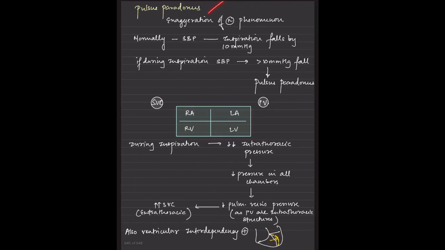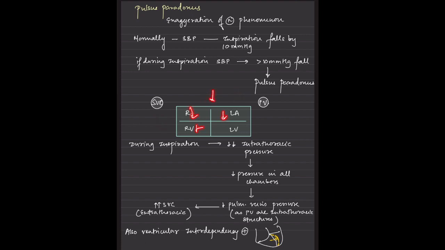Pulsus paradoxus. With inspiration, normally there is this phenomenon of a decrease in the blood pressure by 10 mmHg, but whenever there is an exaggeration of this normal phenomenon, this is pulsus paradoxus. So what happens is there is negative intrathoracic pressure. So while inspiration, what happens? This is transmitted to all the chambers.